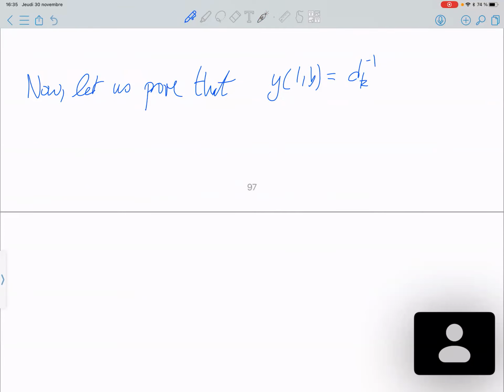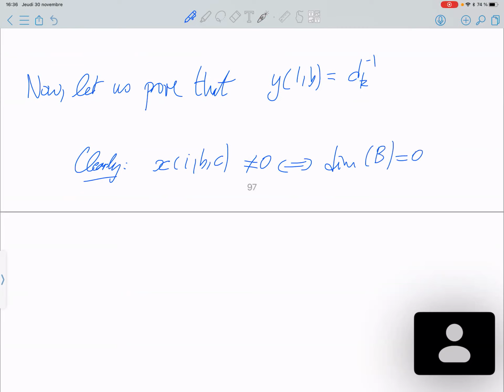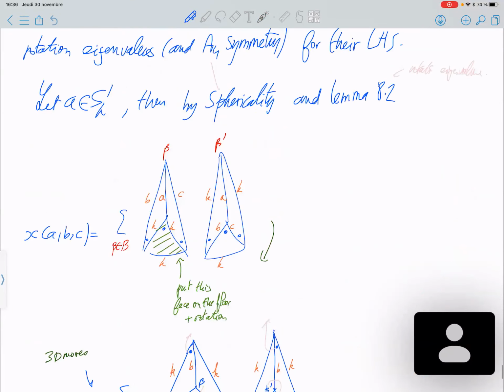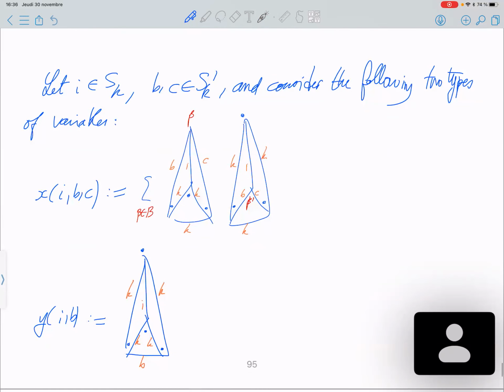So clearly, x, I, B, C is different from 0 if and only if the dimension of the base B is different from 0, which is equivalent to NBCI different from 0. So clearly, why is it clear that IBC is different from 0?